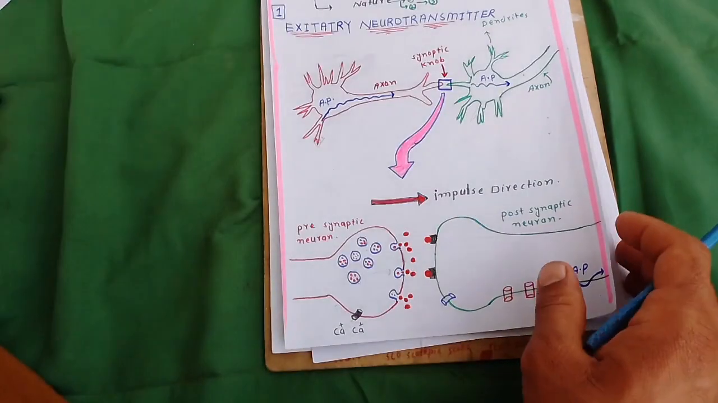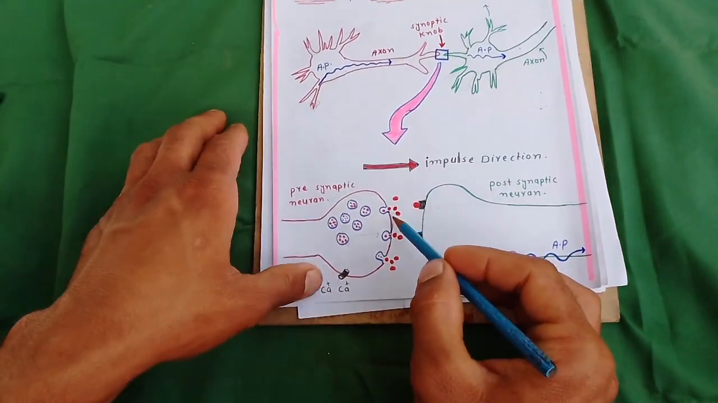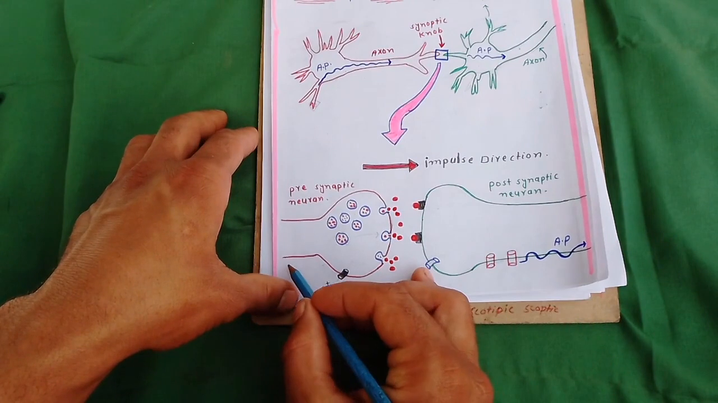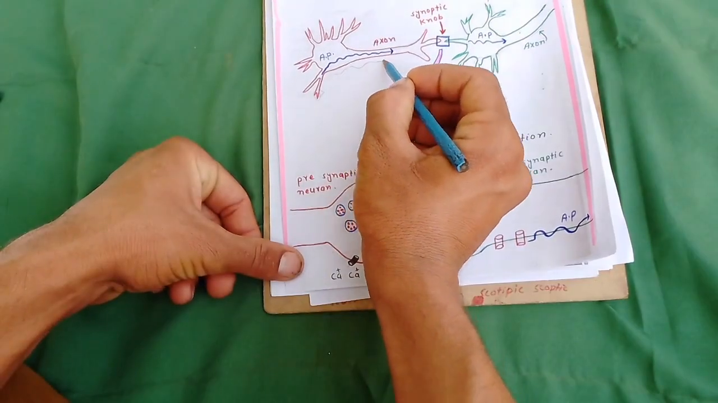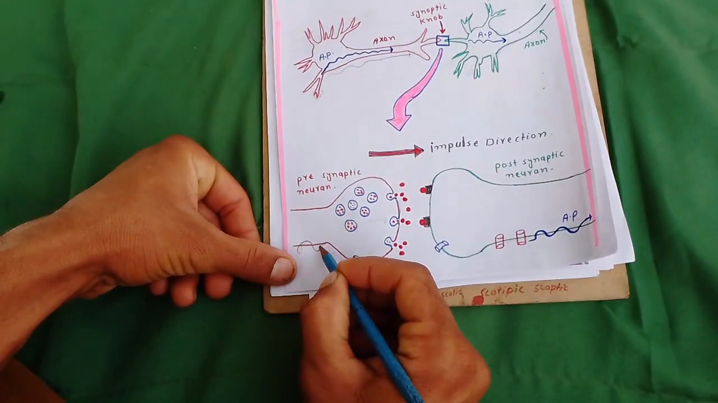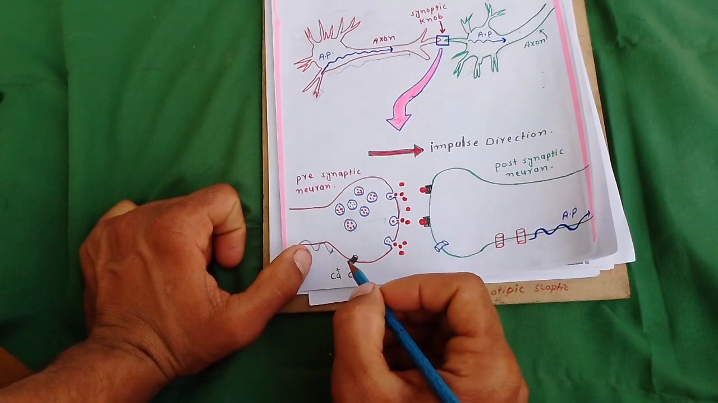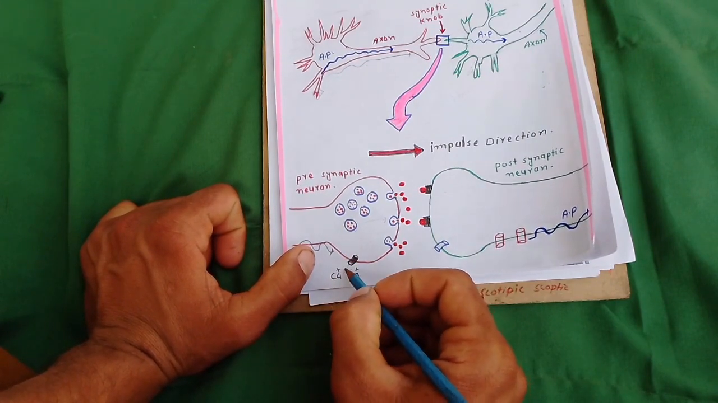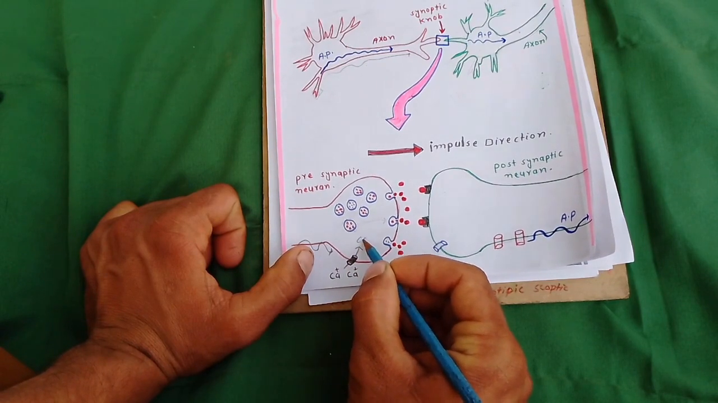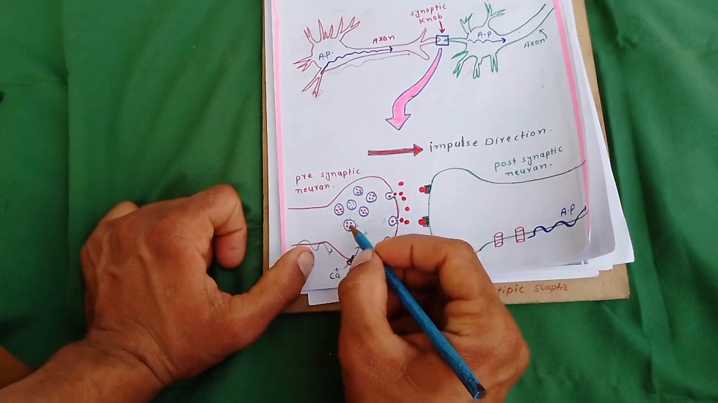So, the excitatory neurotransmitter. When the action potential goes from this area and reaches here, it stimulates this area, and the calcium-regulated channels open and calcium goes inside. When calcium goes inside, this calcium attaches to the membrane of the vesicle.